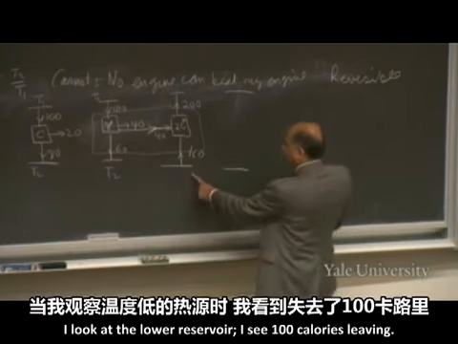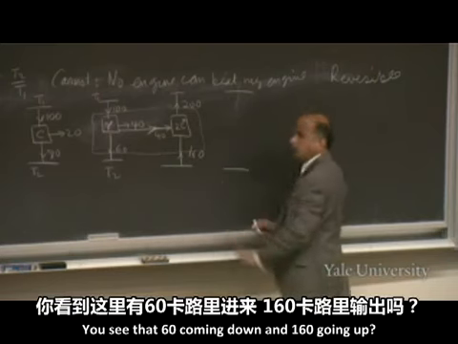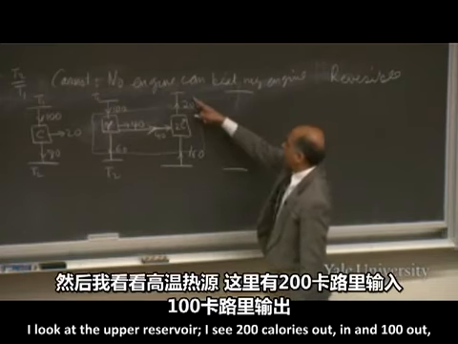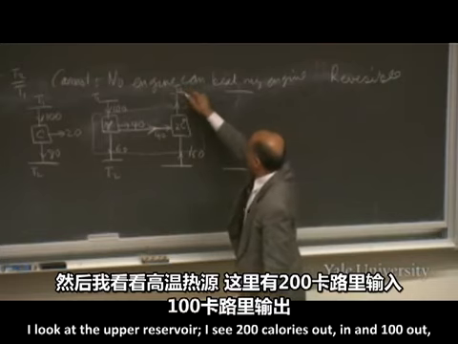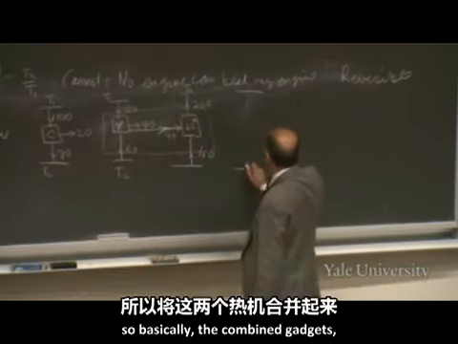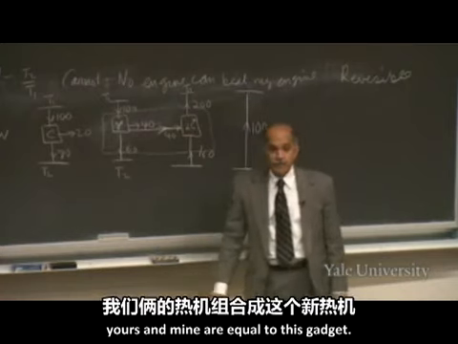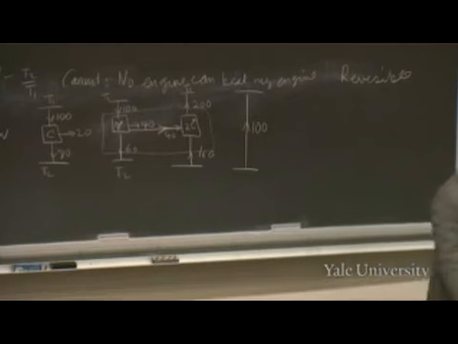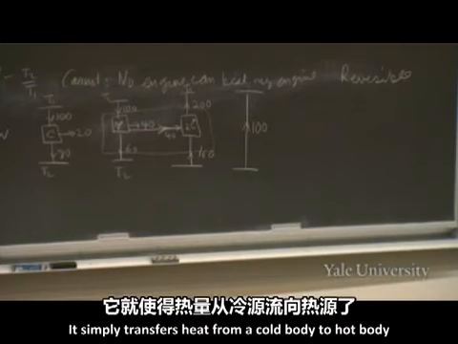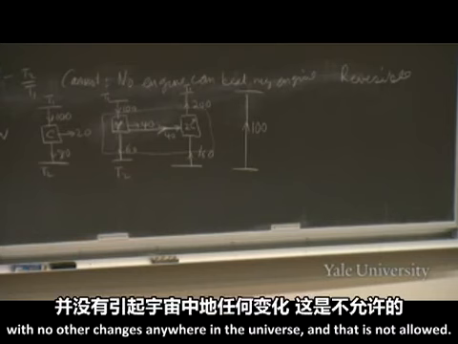I look at the lower reservoir, I see 100 calories leaving. You see that? 60 coming down and 160 going up. I look at the upper reservoir, I see 200 calories in and 100 out. So basically, the combined gadgets, yours and mine, are equal to this gadget. It simply transfers heat from a cold body to a hot body with no other changes anywhere in the universe. And that is not allowed.